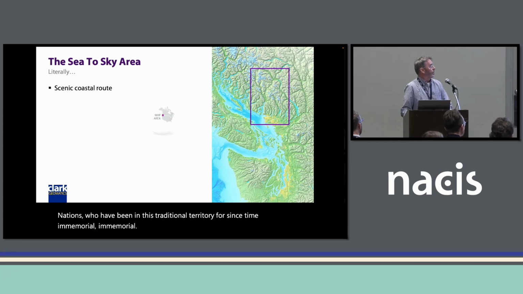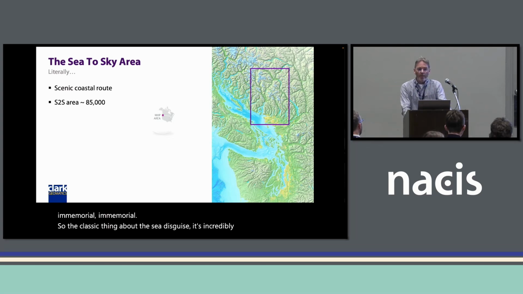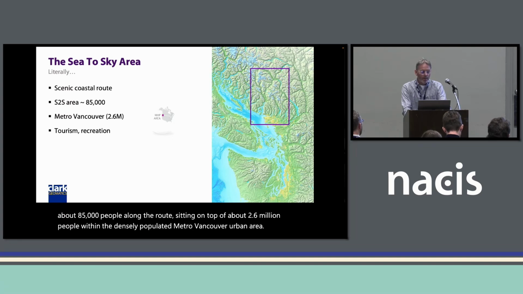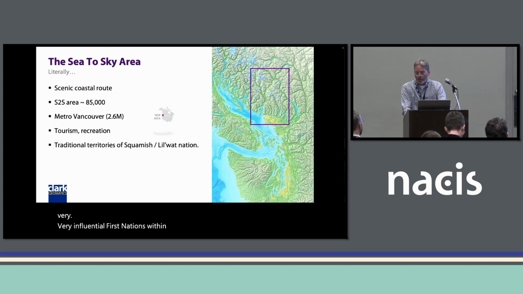So the classic thing about the sea to sky is it's incredibly scenic. You've got about 85,000 people along the route, sitting on top of about 2.6 million people within the densely populated Metro Vancouver urban area. Tourism and recreation are fundamental to the area. It's well traveled and well played in. But it's still within the traditional territory of 2 very influential First Nations within Canada. We call them First Nations up in Canada.